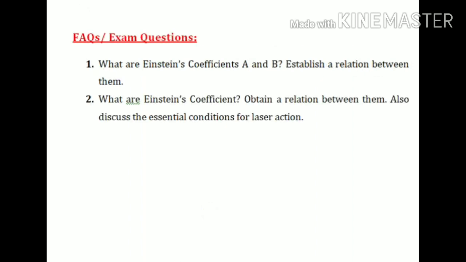Frequently asked questions or exam questions: What are the Einstein coefficients A and B? Establish a relation between them. Second, what are the Einstein coefficients? Obtain a relation between them. Also discuss the essential conditions for laser action.